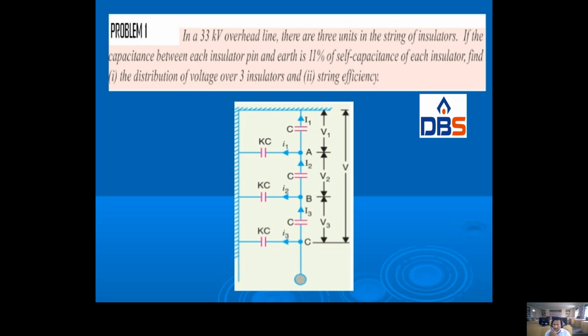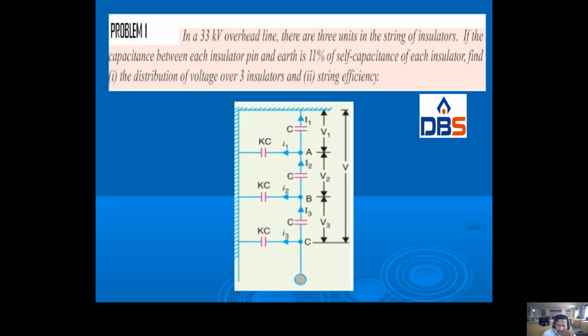Later we discuss it. Now, 3 units in the string of insulators means 3 disks are there. So we have to calculate V1, V2, V3, and the total voltage across the string is V1 plus V2 plus V3, right? Next, this is the most important: the capacitance between each insulator pin and earth is 11% of the self capacitance. That is K, the shunt capacitance by self capacitance, which is 11 by 100, that is 0.11. The K value is 0.11. Then you have to calculate the string efficiency and the voltage across each disk.